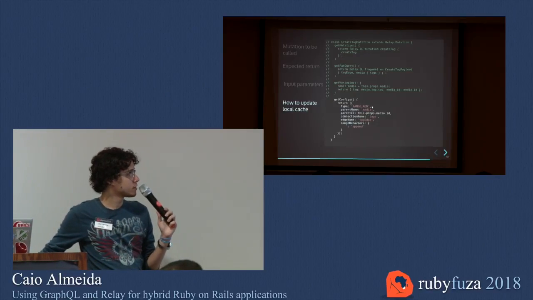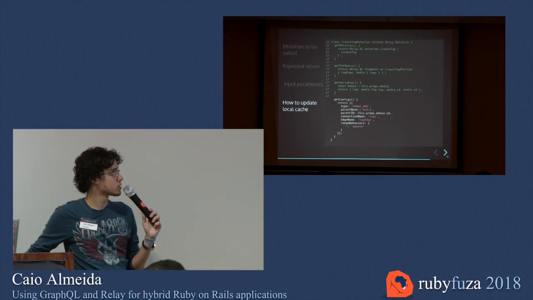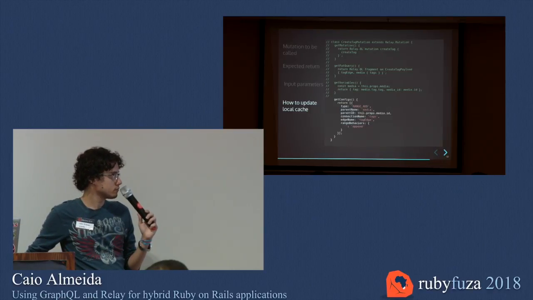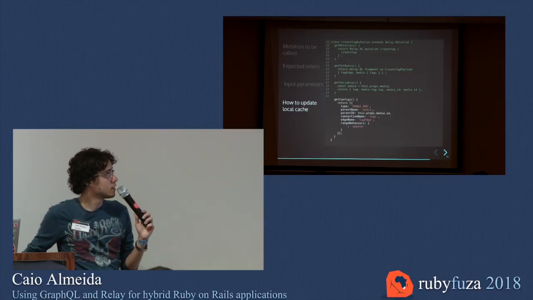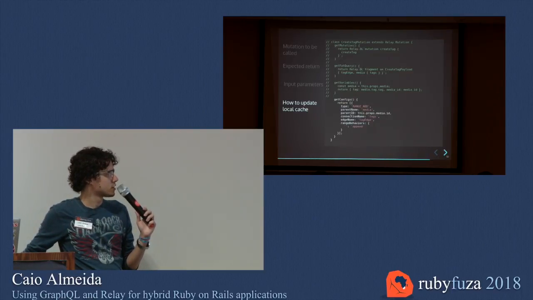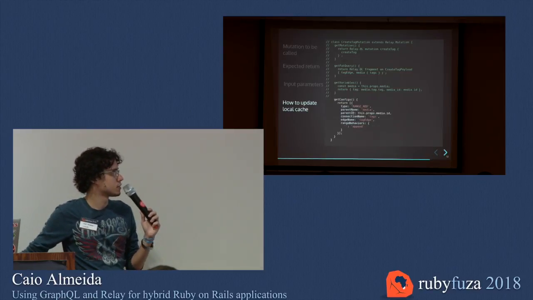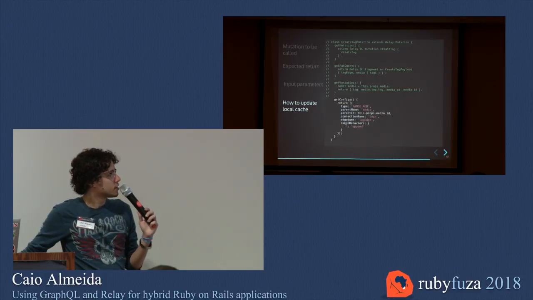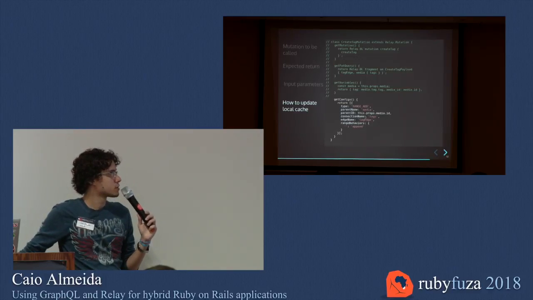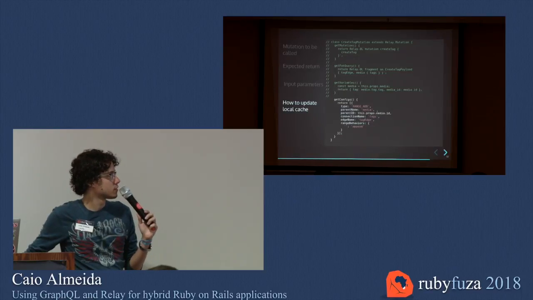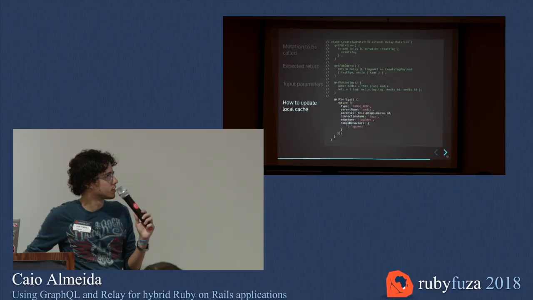So for the range add, I need to specify a few things. First is the parent name. Here I'm adding this new tag to a media. The parent ID, so I can identify that media in my local store, so I need to pass the media ID. And the connection name is the collection that I'm going to add this new tag to, which here is called tags. And the edge name is the object that was returned from the backend, and that I'm going to add to the tags collection of this media, and it needs to match one of the fields that you asked for in the query as a return of your mutation.